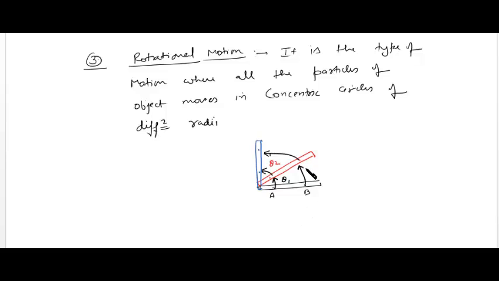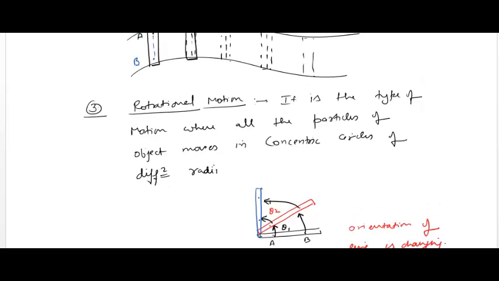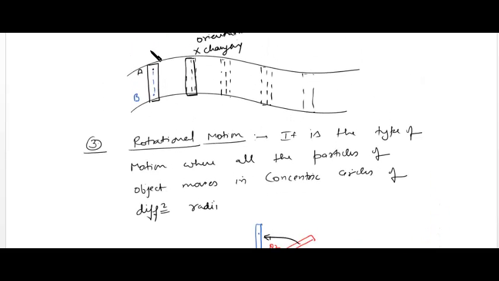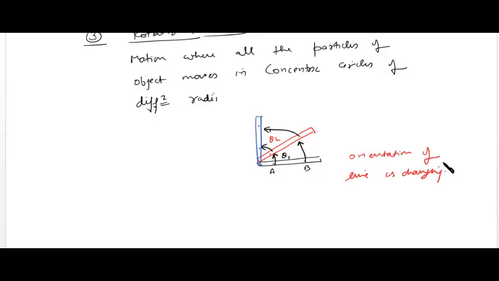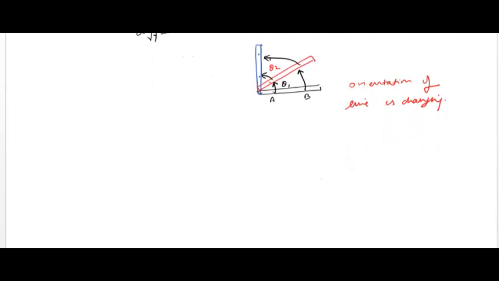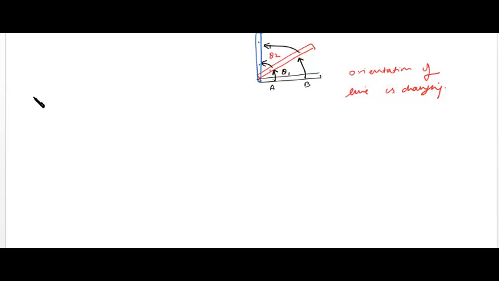So here we can say that the orientation of the line is changing. While in curvilinear motion you can easily see that the orientation of the line is not changing at all. In this case, the orientation of the line is regularly, continuously changing. So this is rotational motion.